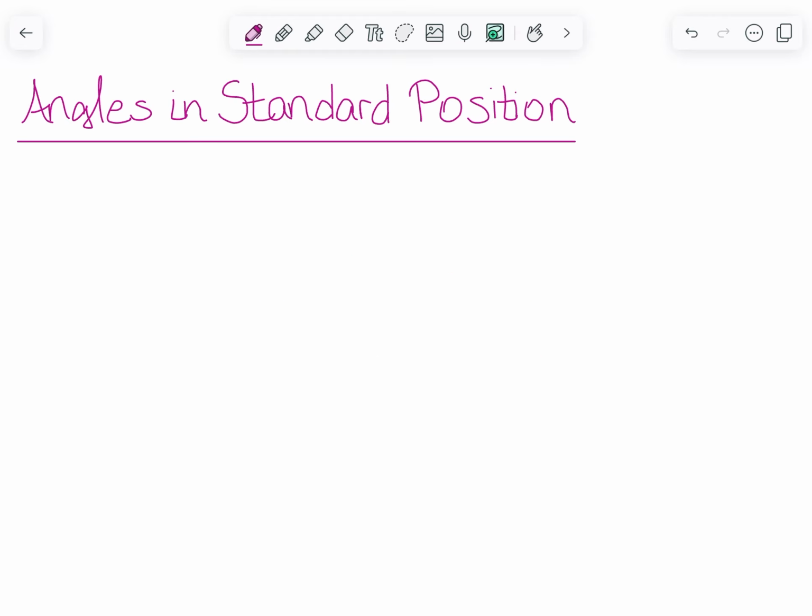In this video, we want to look at angles in standard position. And before we do that, we have a lot of definitions that we need to look at. The first is that of a ray.